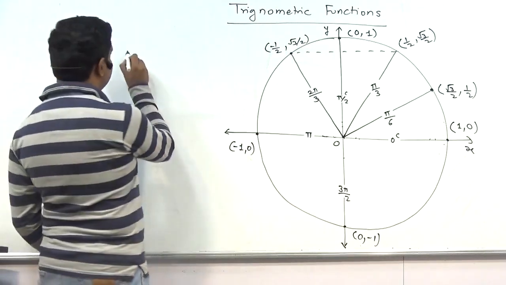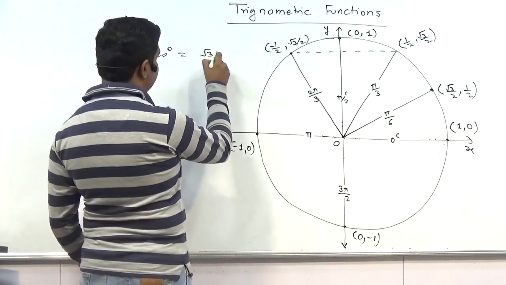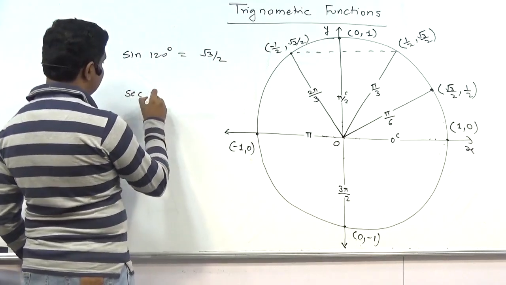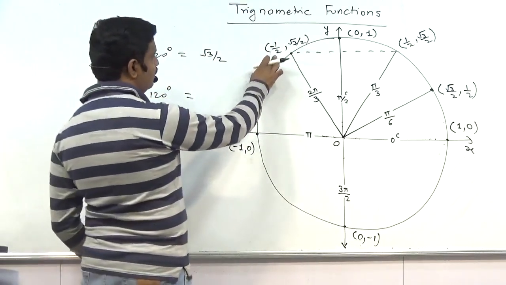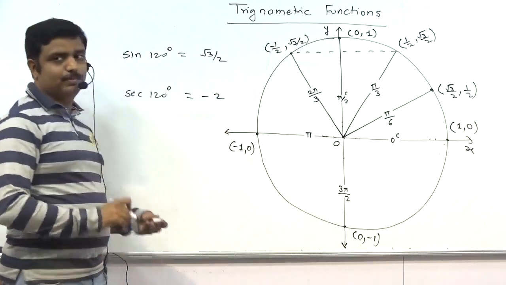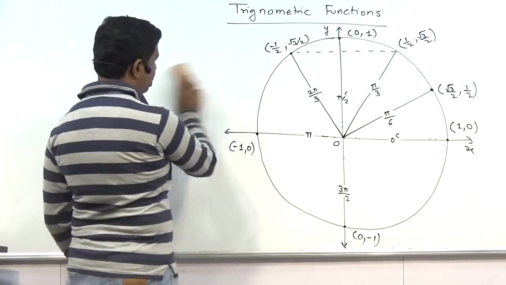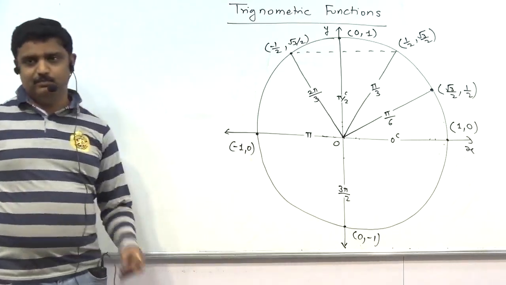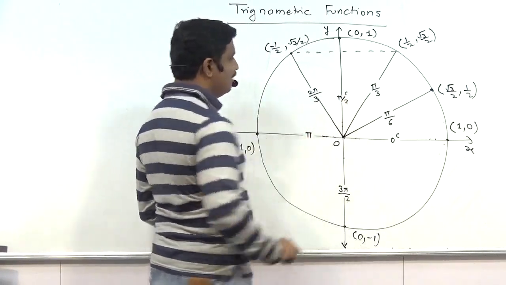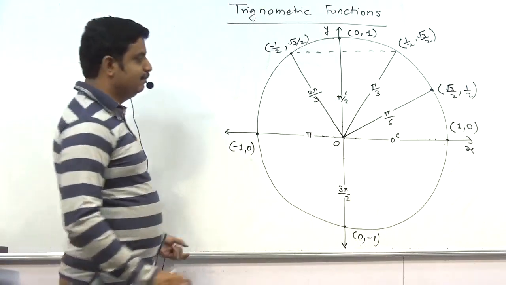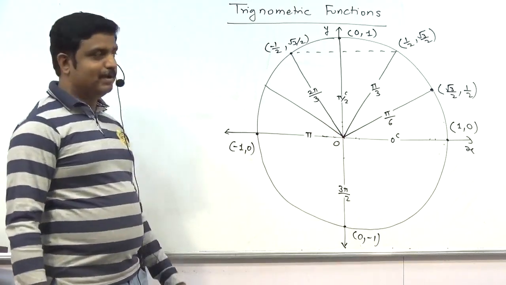So what is the usefulness of this? If I want to write sine 120 degree, it is the y coordinate, root 3 by 2. If I have to write sec 120 degree, 1 upon cos means 1 upon the x coordinate, which is minus 2. Okay, it can be done very quickly, very easily. What is the next angle? See, 1 pi by 6, 2 pi by 6, 3 pi by 6, 4 pi by 6, 5 pi by 6, 150 degree. This is 5 pi by 6.